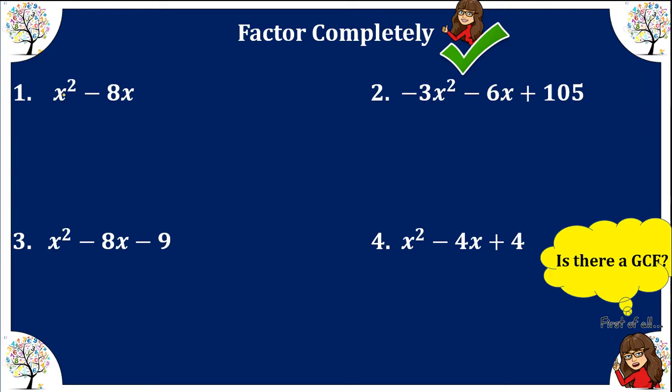Okay, number 1, first we ask, is there a GCF? So I notice that they both have a factor of x. So I'm left with x minus 8. That is it. x and x minus 8 are the 2 factors.